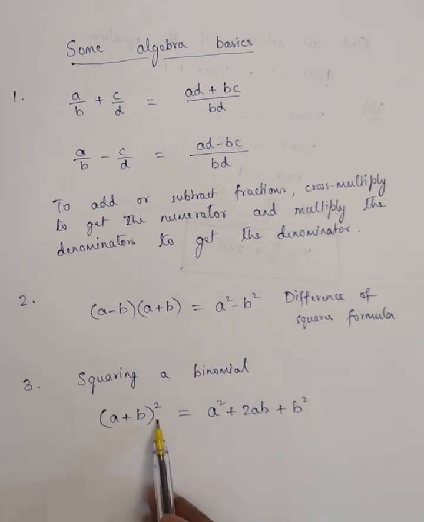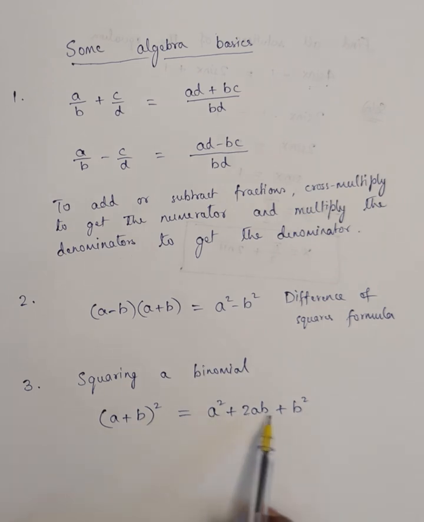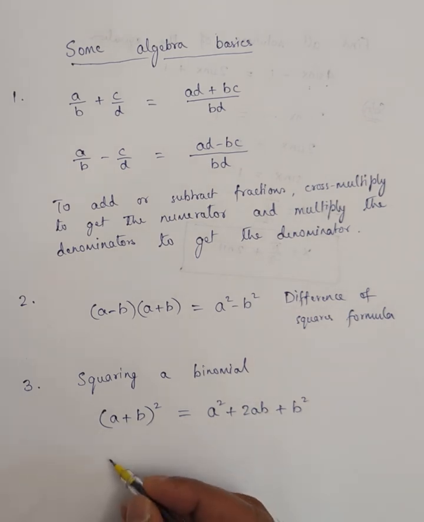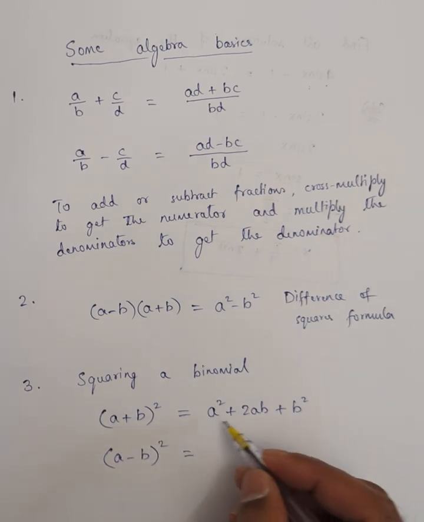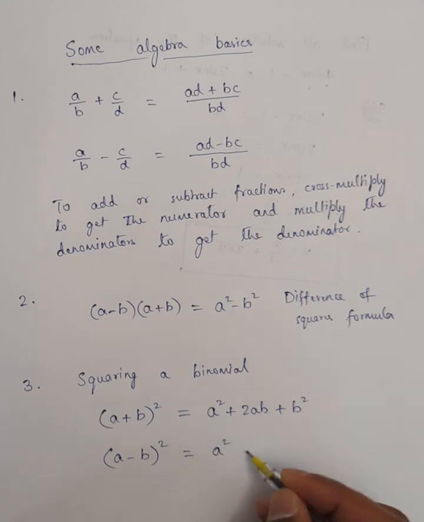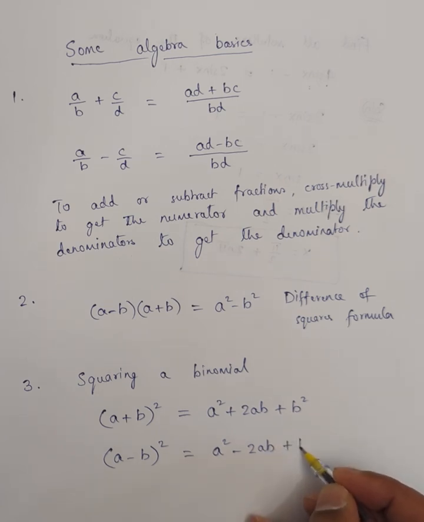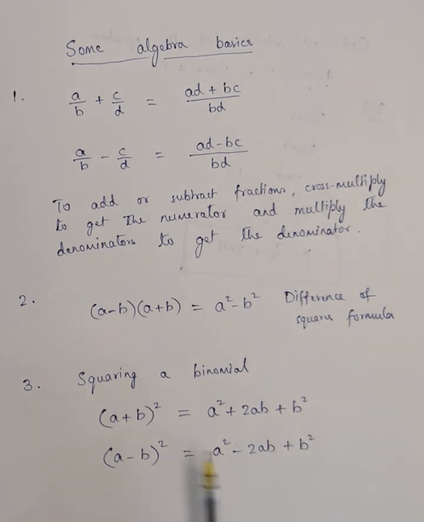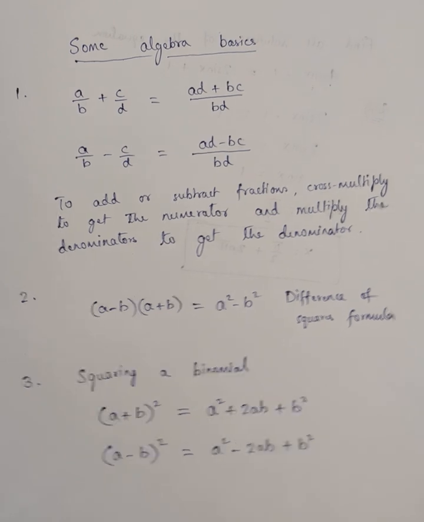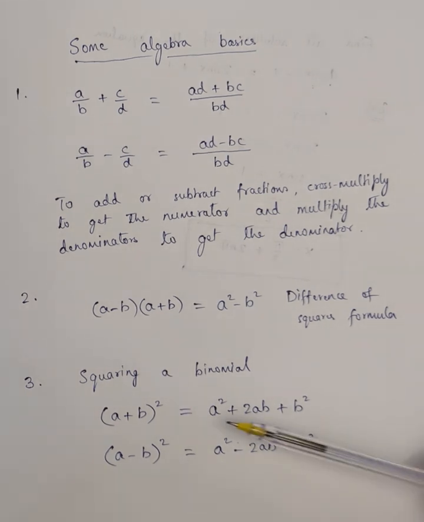So if you have a plus b quantity square, then you have three terms. The first term is the square of the first, and then there's a middle term which is twice the product of a and b, and then the last term is the square of the last term. So b square. Now if you have a minus b quantity square, it looks almost the same except the middle term has a negative coefficient. So this is going to be a square minus 2ab plus b square. Again, you can get these by writing this as a minus b times a minus b and multiplying it out and simplifying. But you don't have to do that each time if you remember these formulas.